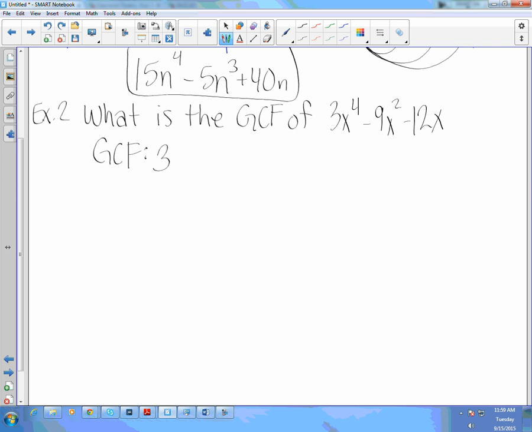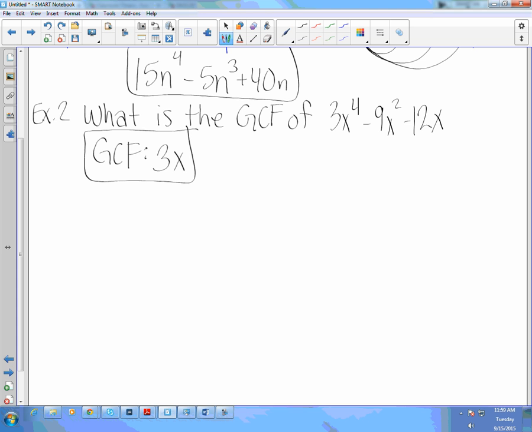What else do we have in common? They all have something else besides numbers. A variable, they all have x's. Remember, you can't take any more than the smallest one, because it can't be greater than. So what's the smallest number of x's that all of them have? 1. So our GCF is 3x. If the direction is to find the GCF, that's all you have to do. Find the largest number that divides into all of them, and the smallest quantity of variables.